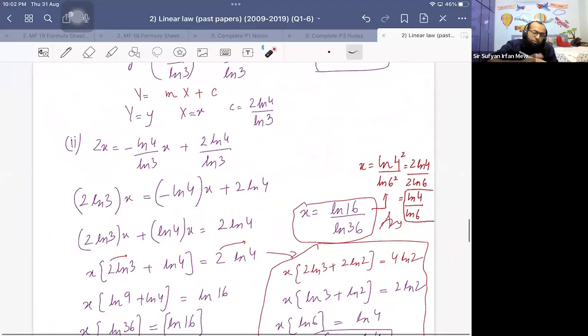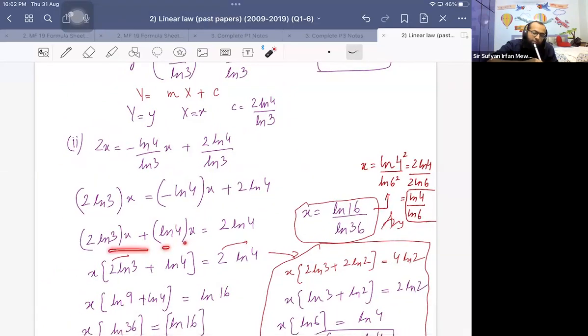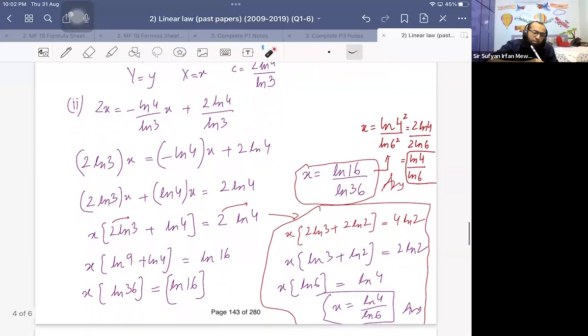The first of the methods was, at this point in time, if we would have written ln 4 as 2 ln 2, then 2 ln 3 plus 2 ln 2 is equal to 2 ln 4. And 2 ln 4, yes, 4 is 2 squared, so it will become 4 ln 2. Then if we divide the entire equation by 2, it will become ln 3 plus ln 2 times x equals 2 ln 2. Then we use the product law, it becomes ln 6, and the right side is ln 4. ln 4 upon ln 6 will be the final answer.